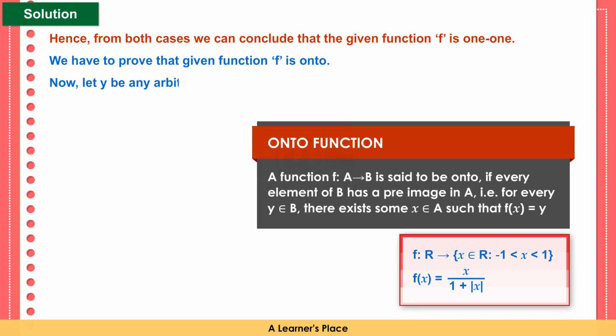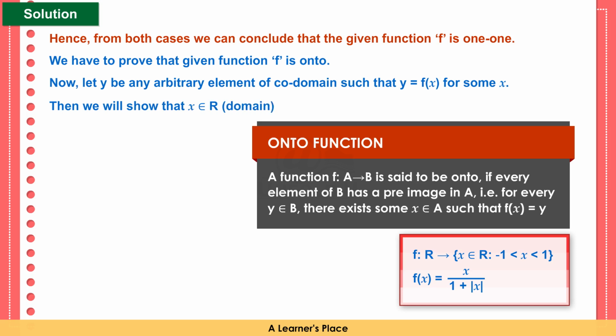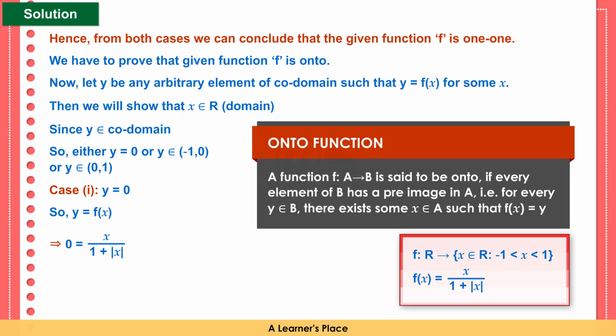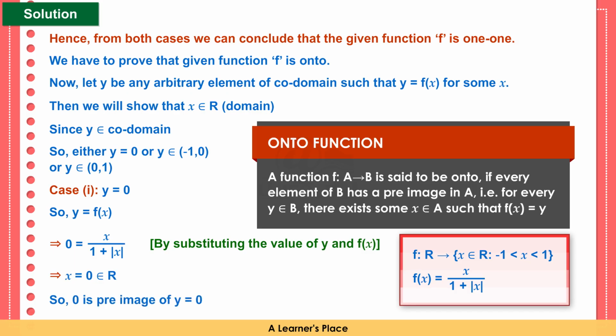Now, let y be any arbitrary element of codomain such that y is equal to f of x for some x. Then, we will show that x belongs to domain, that is, the set of real numbers. Since y belongs to the codomain, so either y is equal to 0 or y belongs to the open interval -1 to 0, or y belongs to the open interval 0 to 1. Case 1. Y is equal to 0. So, y is equal to f of x implies that 0 is equal to x upon 1 plus modulus of x, which implies x is equal to 0, which belongs to the set of real numbers. So, 0 is a pre-image of y is equal to 0.